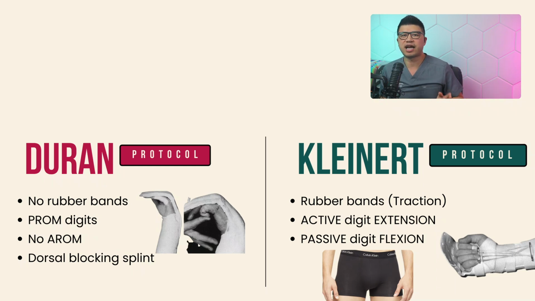Remembering that the Kleinert protocol has this band and the different active and passive ranges of motion, then you know that the Duran protocol is the one without it. So no rubber band and no active range of motion in flexion and extension. One common question is, what happens if the patient cannot follow the protocol, such as due to cognition or motivation? Then protection such as with a cast may be an option in the first few weeks. So that was that for the tendons.